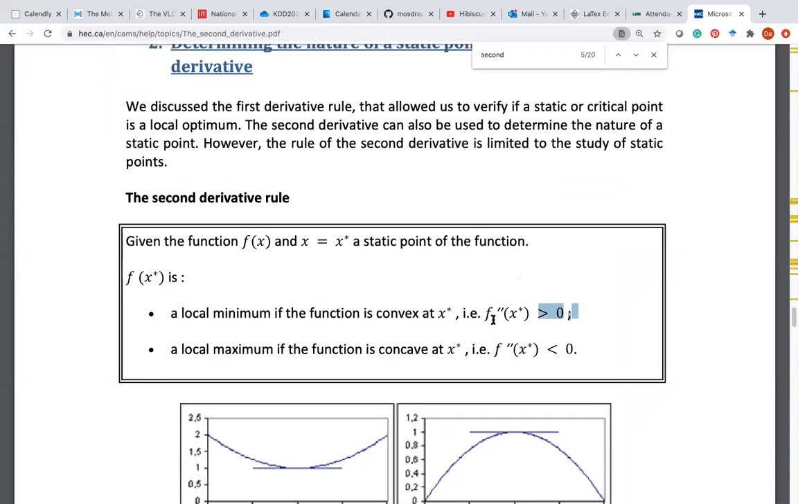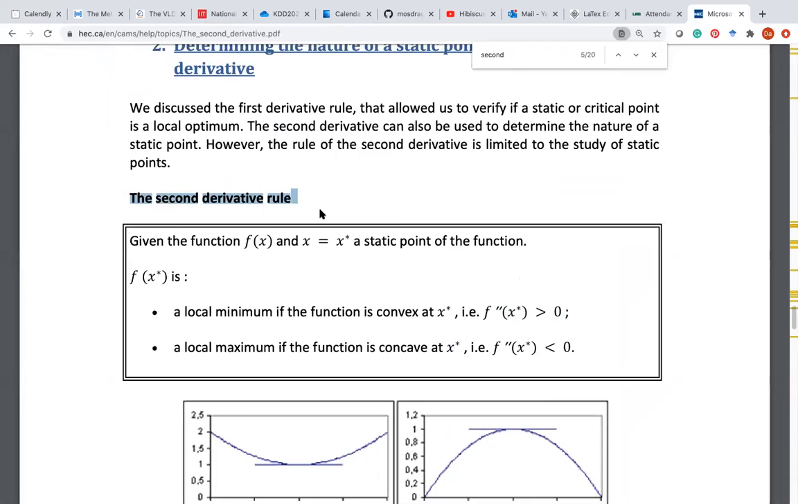Okay, if your second derivative is positive, then it's convex. If your second derivative is negative, then it's concave. So this is the second derivative rule. This is not what we will be teaching, right? It's in calculus, but if you forget, you can recap.